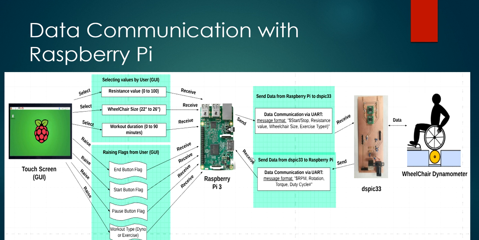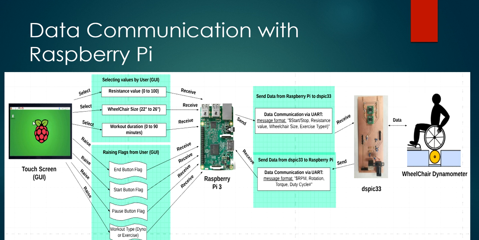This diagram explains the data communication with the Raspberry Pi. As you can see here on the left side, we have the touch screen. The user will have access to this part, and then we have the Raspberry Pi, the dspic33, and at the right side you have the motor.